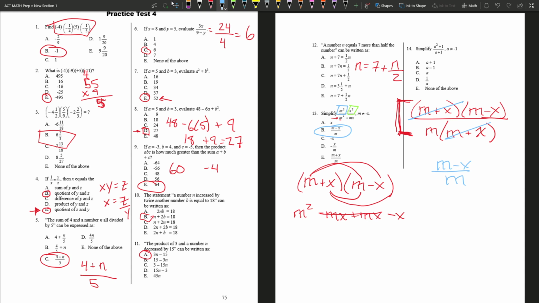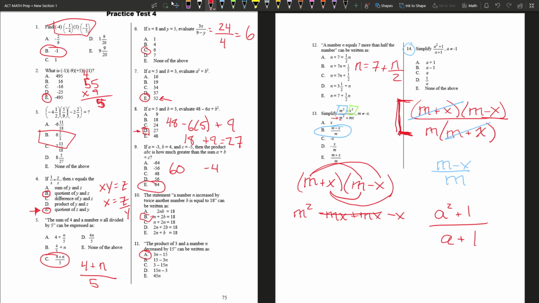So let's do one more. We'll do number 14. So we want to simplify a squared plus 1 over a plus 1. And this one's a little bit harder. When I was reading over this, it took me a couple of seconds to really figure out, right? So can we factor the top? No. Why? Yeah. So we don't have a difference of squares. We can't reverse FOIL anything.